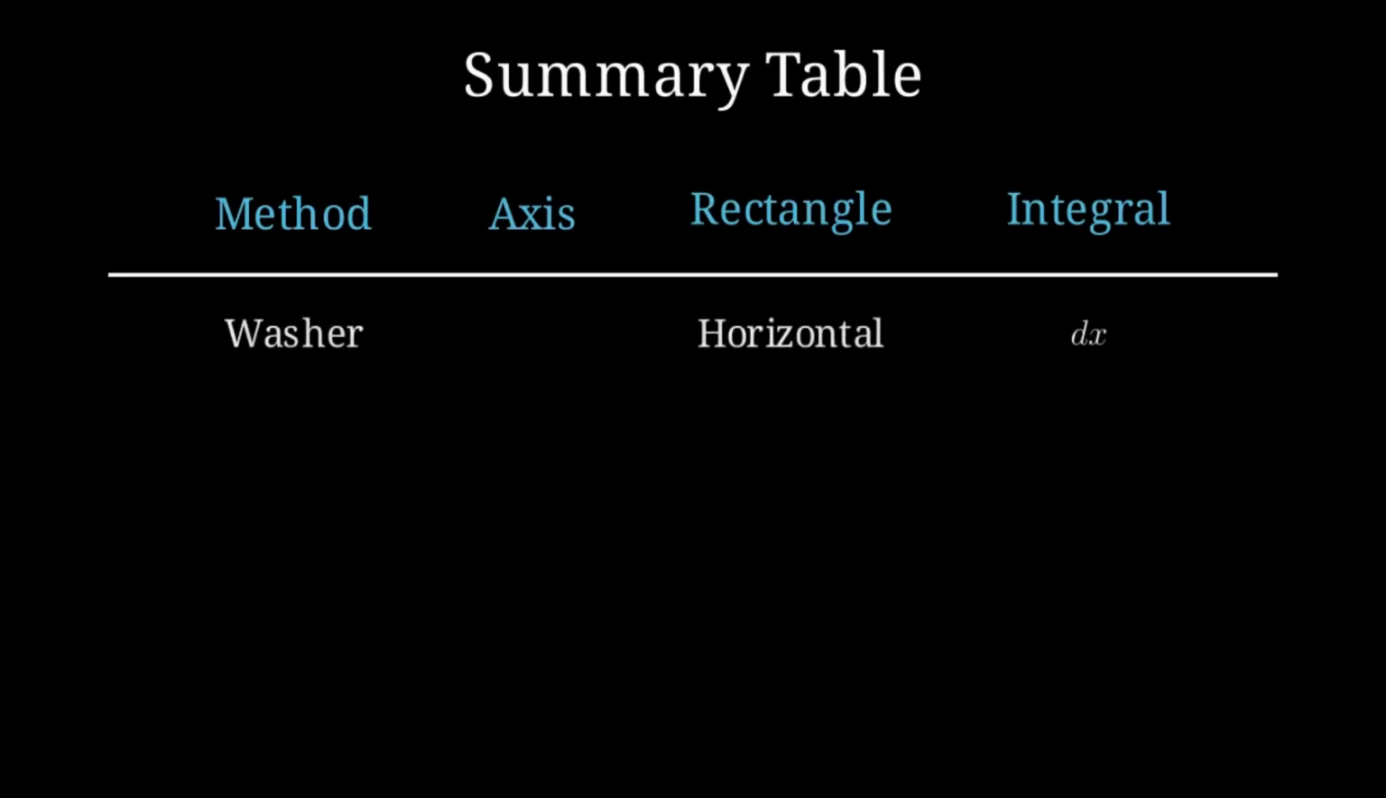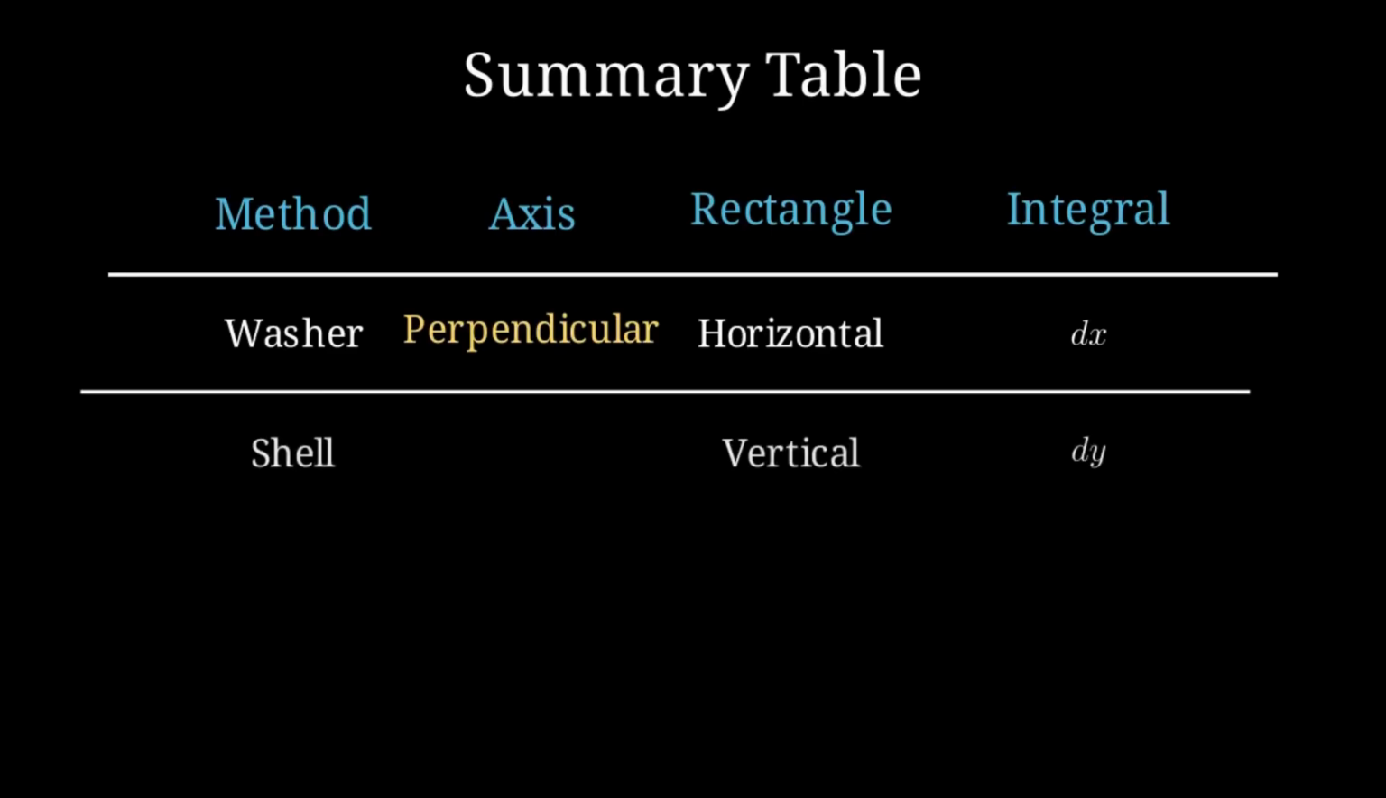Let's summarize. The washer method uses slices perpendicular to the axis, resulting in a pi r squared setup. The shell method uses layers parallel to the axis, resulting in a 2 pi r h setup. One uses the area of circles, the other uses the surface area of cylinders.